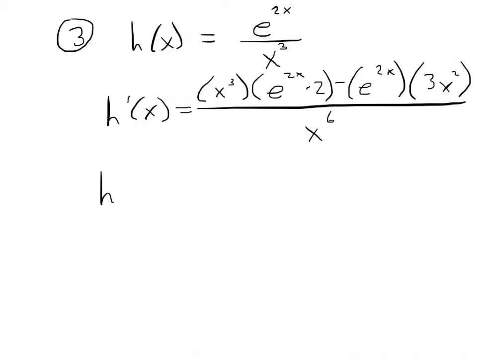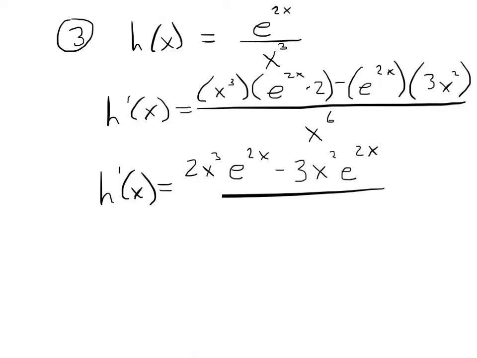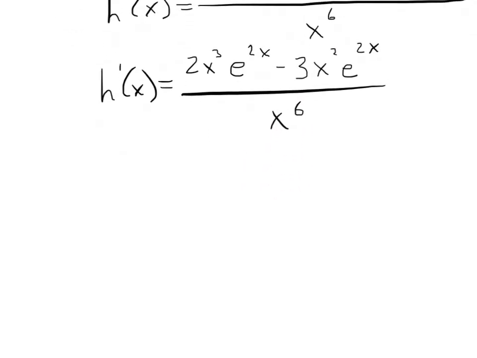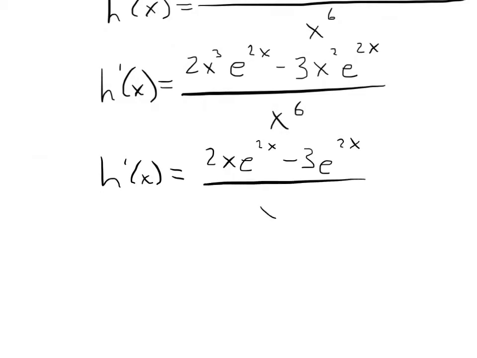And now I simplify this a bit. H prime of x is, let's see here, I can do 2x cubed e to the 2x minus 3x squared e to the 2x all over x to the 6th. And at this point I'll recognize there's an x squared here, x cubed here, x to the 6th here. I can cancel x squared out of all of those. So h prime of x will be 2x e to the 2x minus 3 e to the 2x all over x to the 4th.